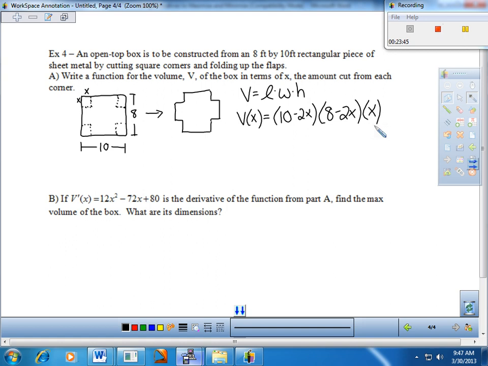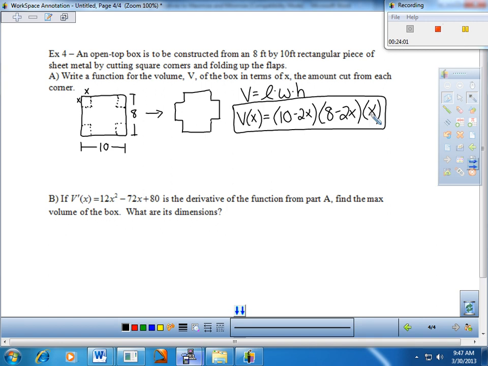But regardless, we've got ourselves a nice function right here. Depending on how x changes, it's going to affect the volume of the open top box. Excellent. Now this, if we were to multiply it out, and it is not necessary to do so, it would be a cubic function. And so let's move now to part B.